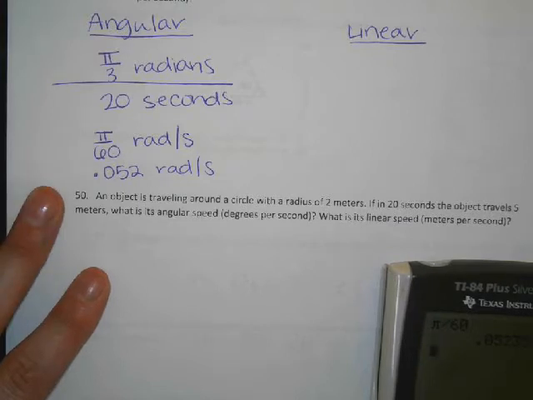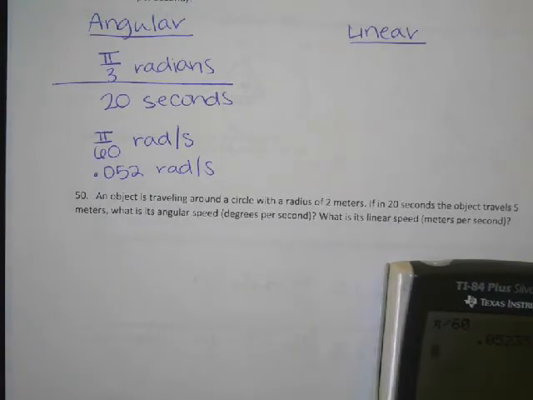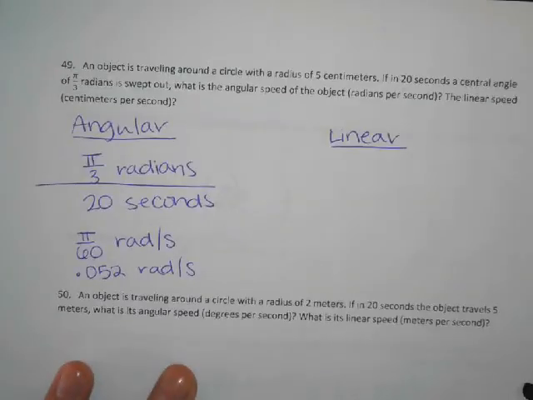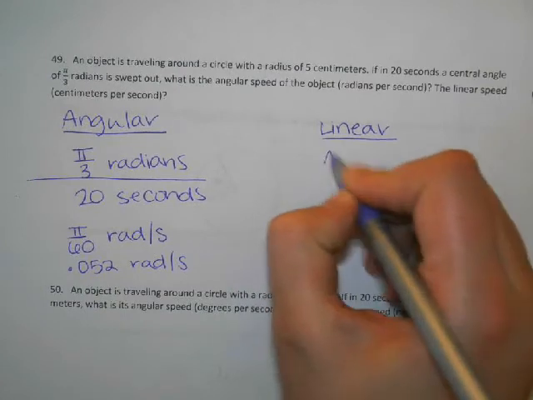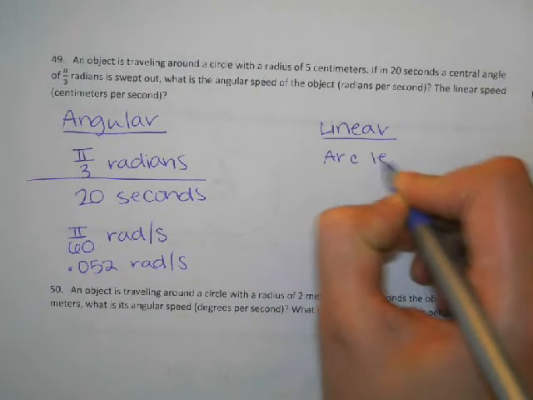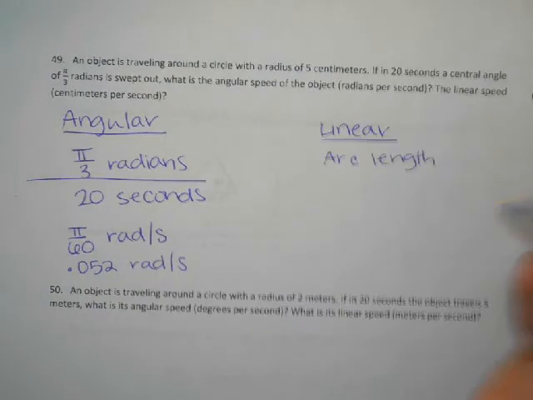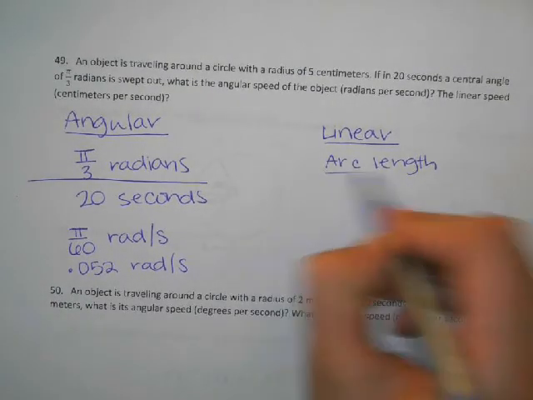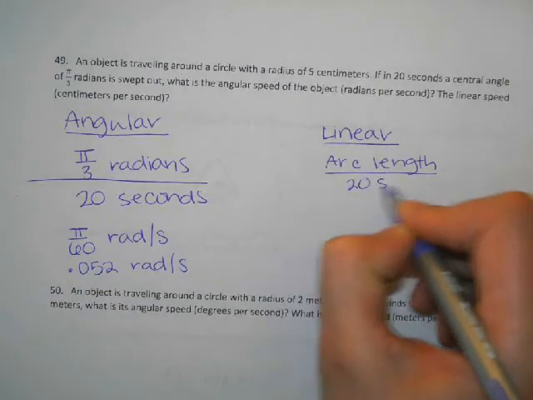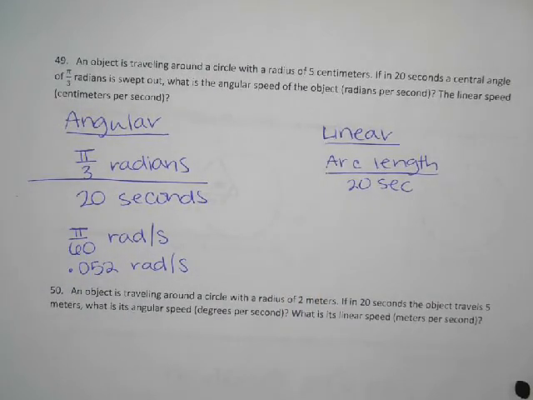Okay. Linear speed is going to be the length that you're going divided by that same 20 seconds. Since the length is an object traveling around a circle, for us to do our linear speed, we're going to have to find the arc length, because it's not a straight distance, it's a curved distance that we're finding. So we're going to find the arc length divided by 20 seconds. And that's how we're going to find the linear speed.